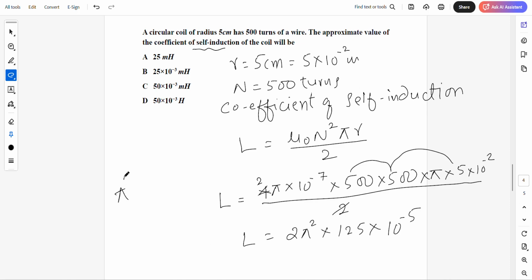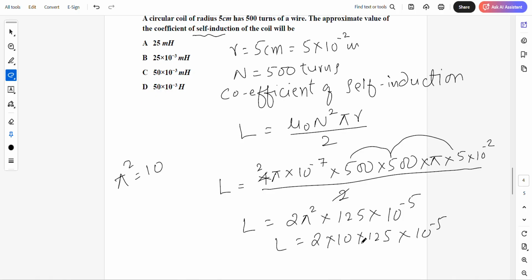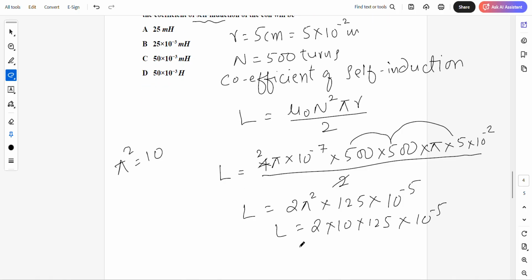Pi square is approximately, I have taken 10. L is equal to 2 into 10 into 125 into 10 to the power of minus 5. L will be equal to 250 into 10 to the power of minus 4. That is equal to L is equal to 25 into 10 to the power of minus 3. That is 25 millihenry. 25 millihenry is the right answer.